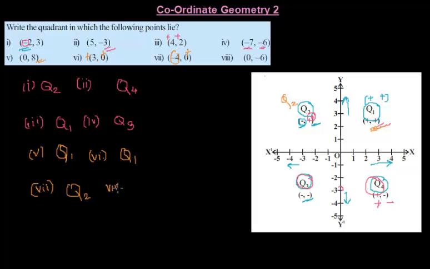Now, the last point or the eighth point, it is 0, minus 6. 0 is positive and minus 6 is negative. That means positive and negative. Positive and negative belong to which quadrant? It is Q4 quadrant. Therefore, I can write it as Q4.